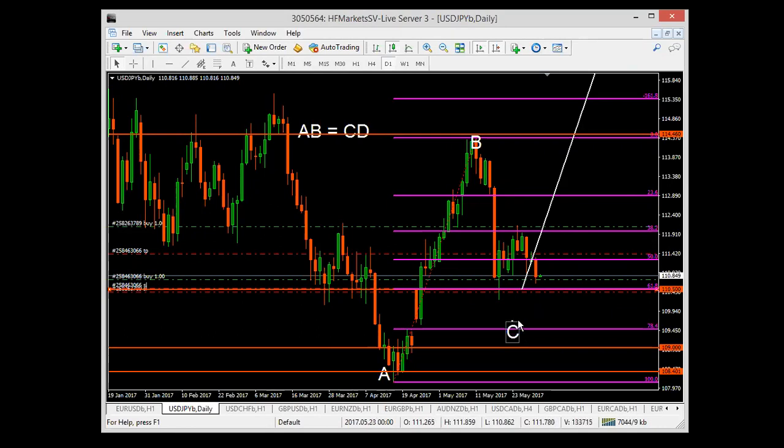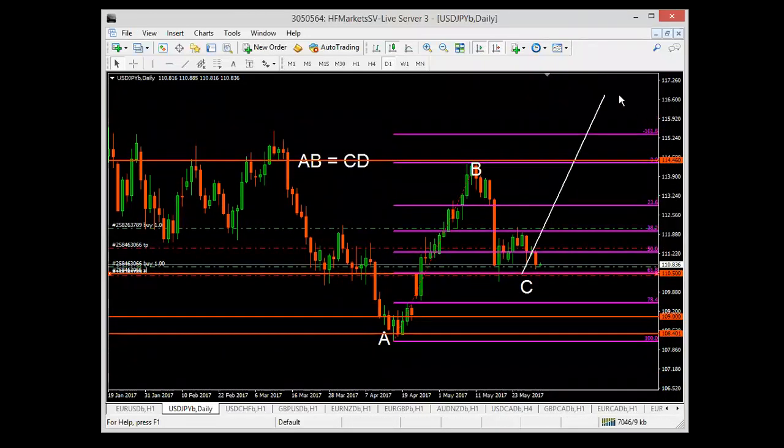Wherever the DC is, we now expect AB to be equal to CD. For now, I have seen 61.8. I can take it as my C for now. We'll be expecting to have my D.